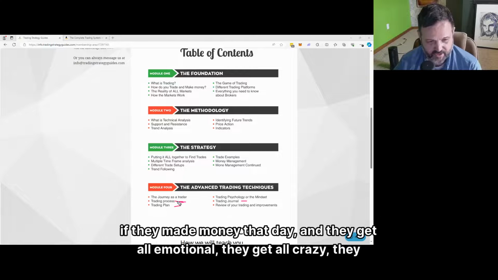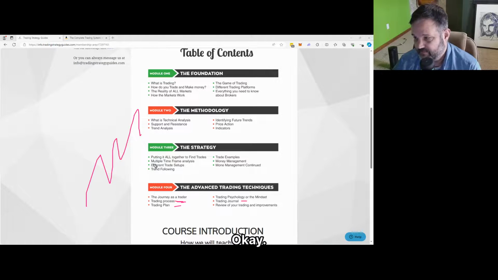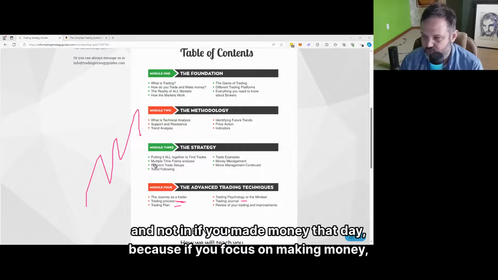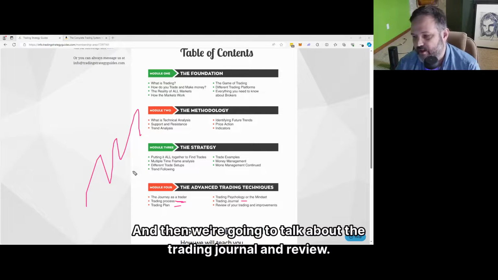But most traders go through ups and downs based on whether they made money that day. They get all emotional, they get all crazy, and they don't actually follow the process. So it's critical that you grade yourself on your process and not on whether you made money that day. Because if you focus on making money, you're going to have highs and lows, and you're not going to survive.